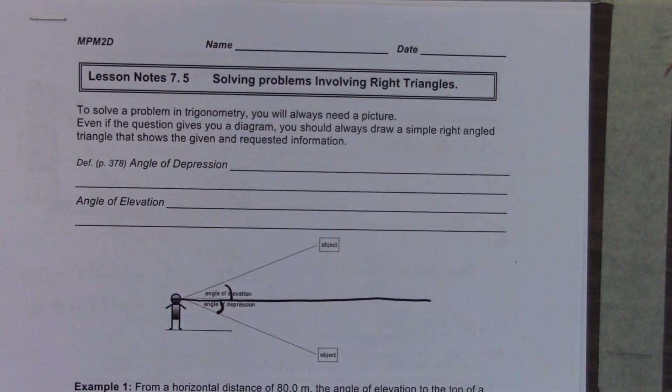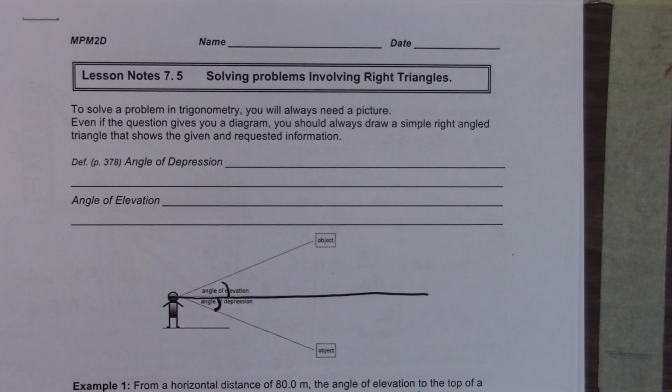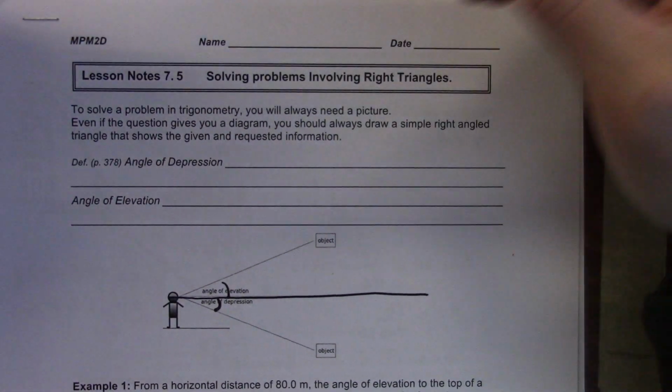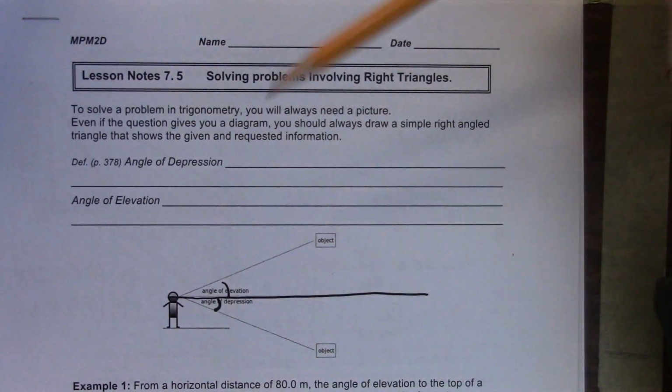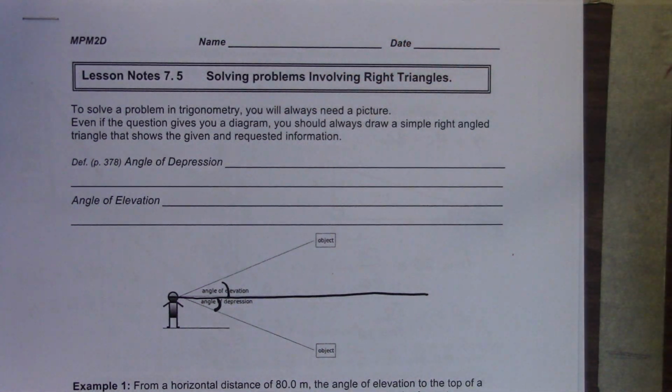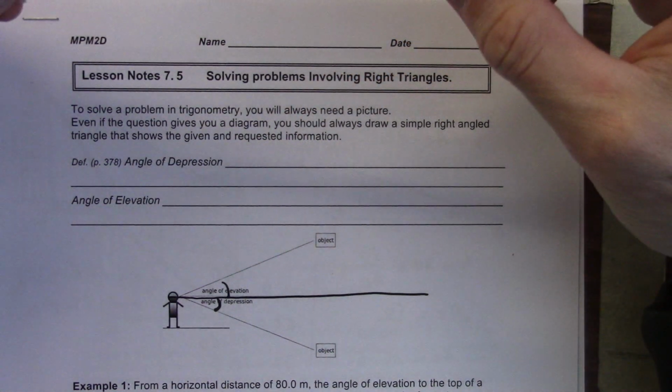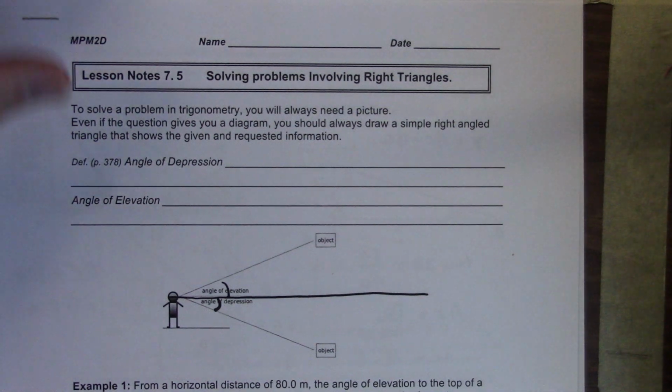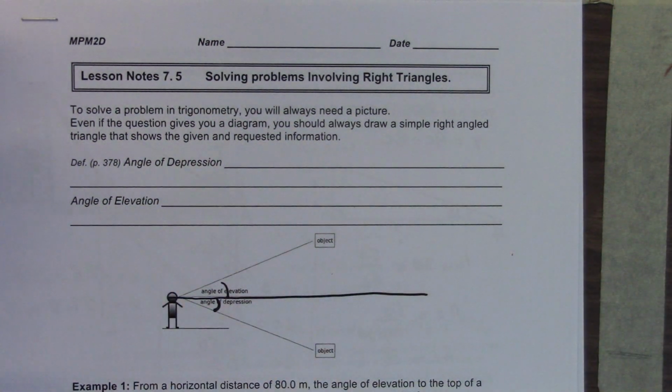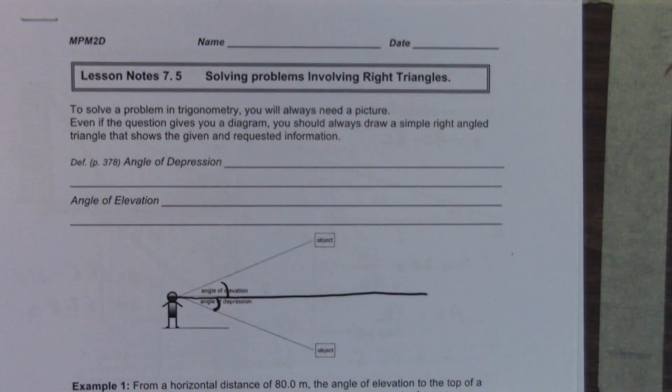This is 7.5, solving problems involving right triangles. To solve a problem in trigonometry, you always need a picture. Even if the question gives you a diagram, you should always draw a simple right angle triangle that shows the given requested information. Okay? The angle of depression and the angle of elevation.